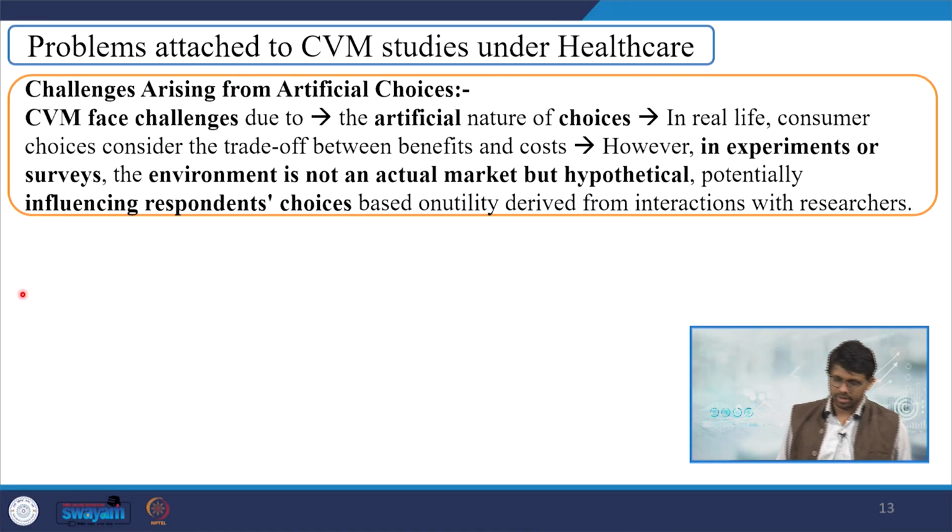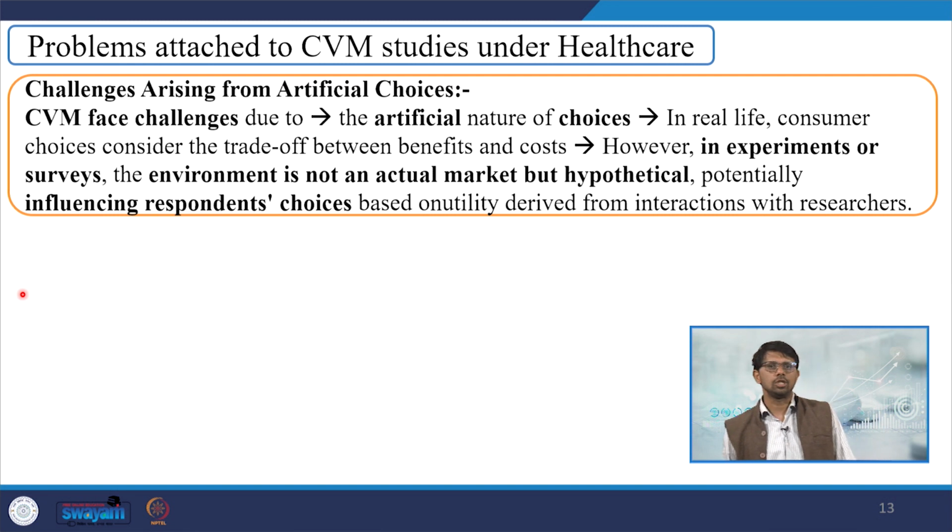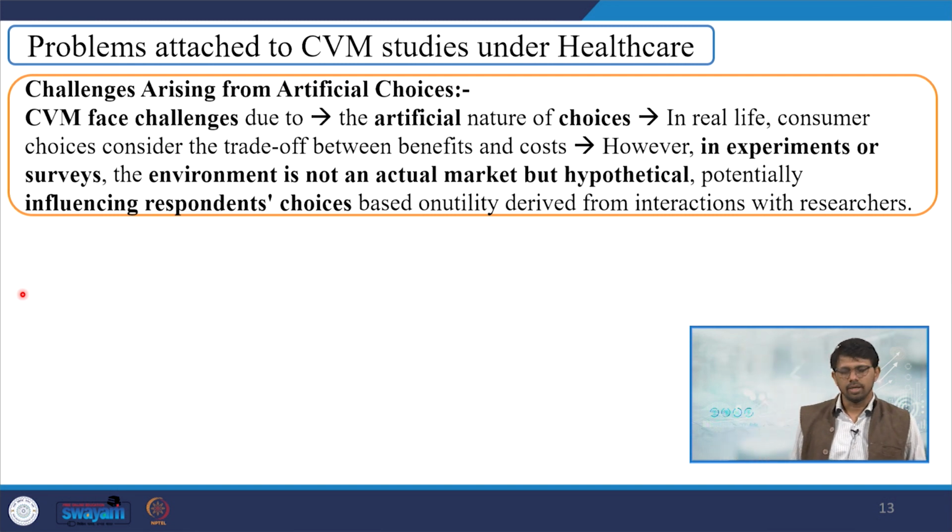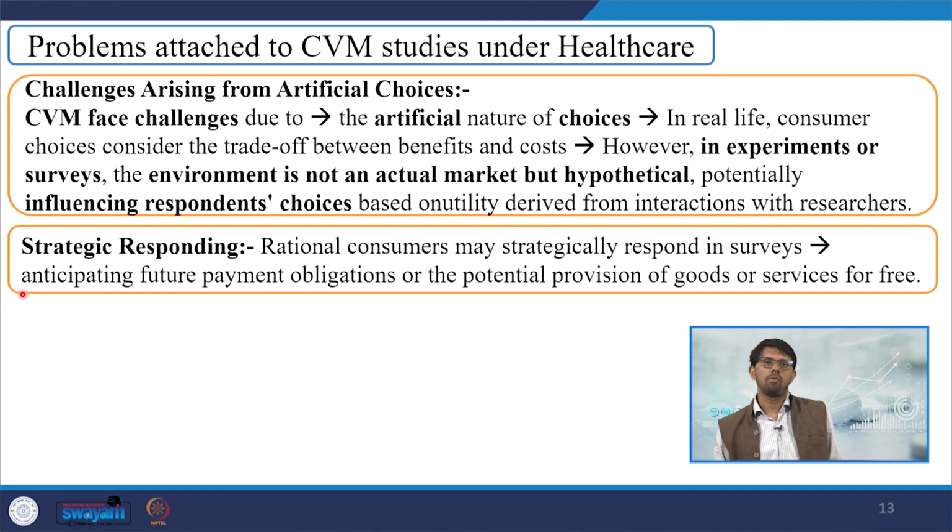There are a number of challenges, especially problems attached with this CVM, contingent valuation method, in healthcare in particular. So, there is the artificial nature of choices made, unlike in real life. Consumers' choices consider the trade off between benefits and cost. However, in experiments or surveys, the environment is not an actual market, and is largely hypothetical, potentially influencing respondents' choice, and based on utility derived from the interactions with the researchers.